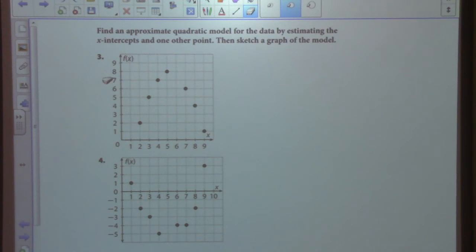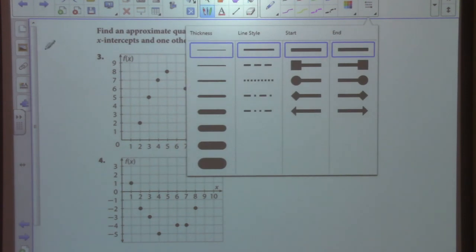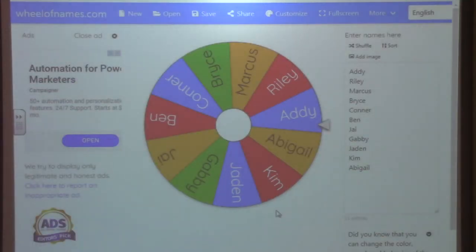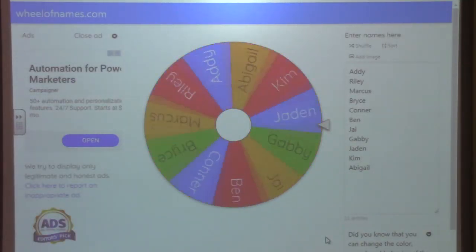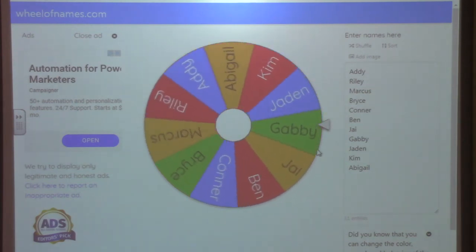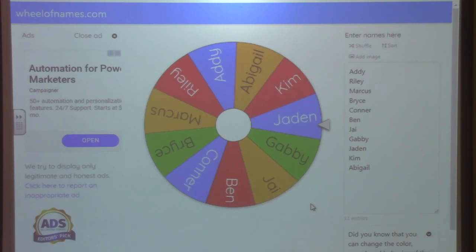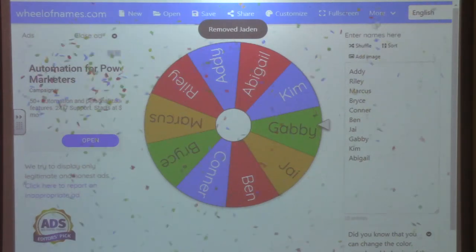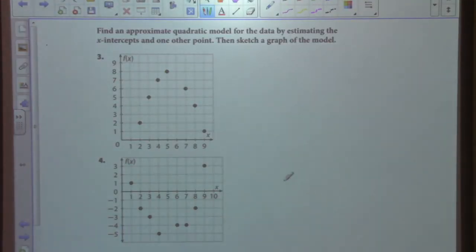Okay, I'm going to choose somebody for number 4. Oh, yeah, Jaden. I always get picked on the hard ones. Well, that's good for you, Jaden. That's how you'll do it. This is karma dishing you up something that benefits you. That's what's happening here. All right, Jaden, what do we got for this one?